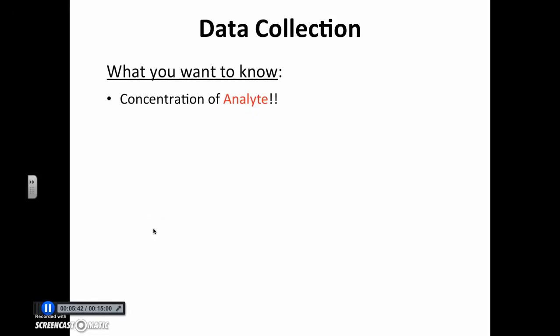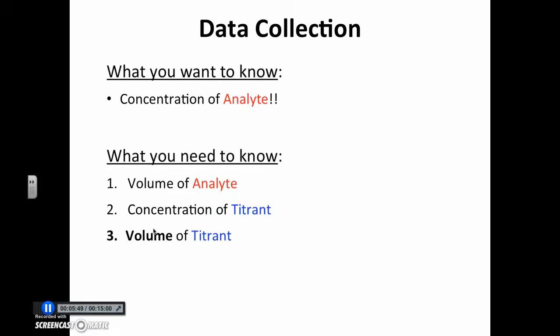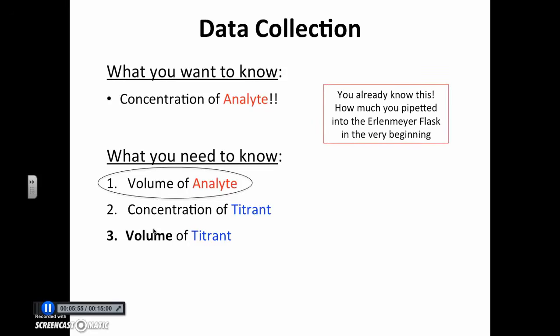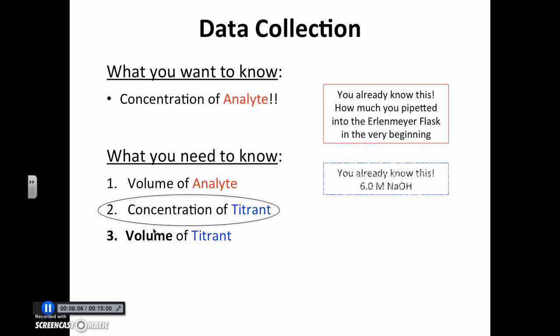Okay, let's talk about data collection now. Let's remember what you want to know. You want to know the concentration of the analyte that you started out with. And here's what you need to know. First, you need to know the volume of the analyte. Well, you already know this. This is simply how much you pipetted into the Erlenmeyer flask at the very beginning. You also need to know the concentration of the titrant. Well, you already know this too. In our example, this is 6 molar.